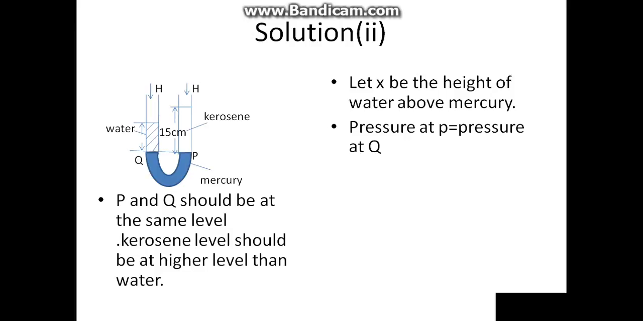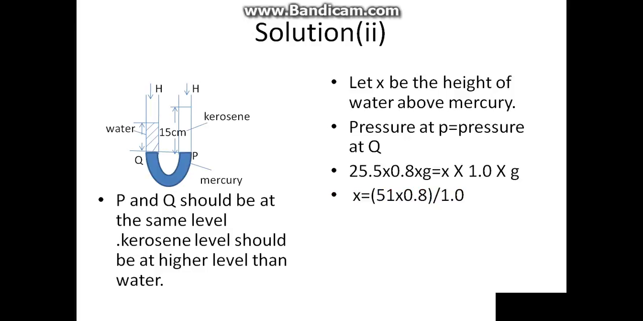Pressure at P equals pressure at Q. Then pressure, as h rho g, is 25.5 times 0.8 times g equals X times 1.0 times g. Making X the subject of the formula, we have 51 times 0.8 all over 1, so the height of water X is equal to 40.8 cm.